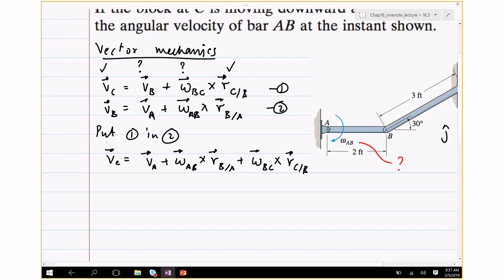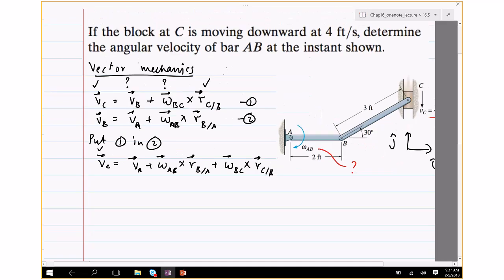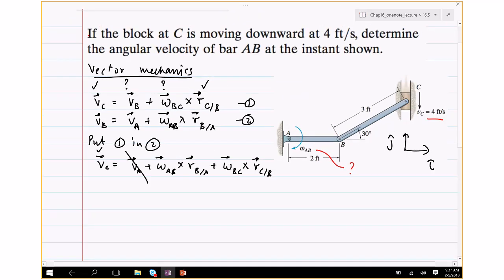So we know the velocity of C, magnitude and direction. Velocity of A is simply 0 because A does not move. We do not know the magnitude of angular velocity of AB. We do not know the magnitude of angular velocity of BC. We know the vector from A to B. We know the vector from B to C. So right now I have 2 equations because it's a vector equation, and there are 2 unknowns, omega AB and omega BC. So I should be able to solve for both those unknowns, 2 equations, 2 unknowns. So now let me try to set up the various things in that equation.